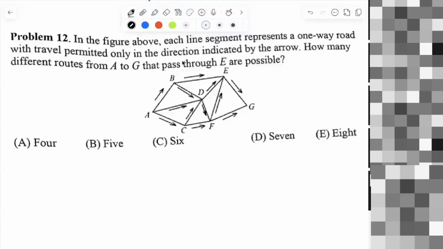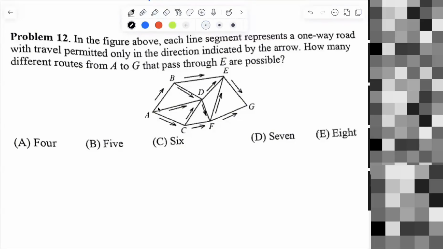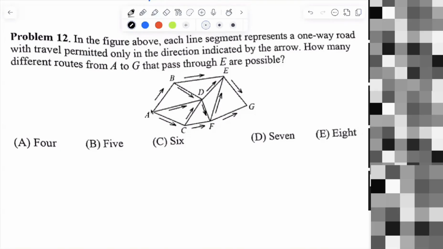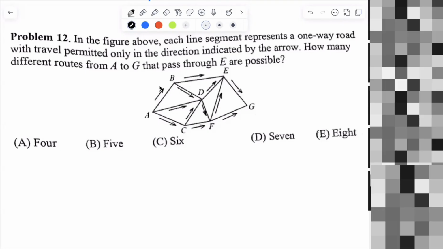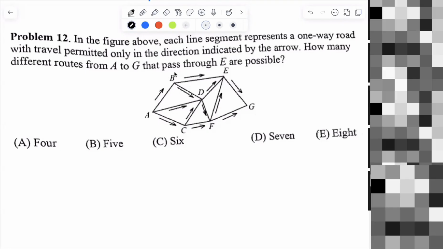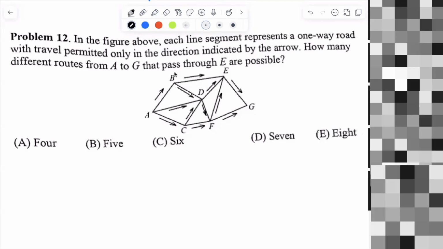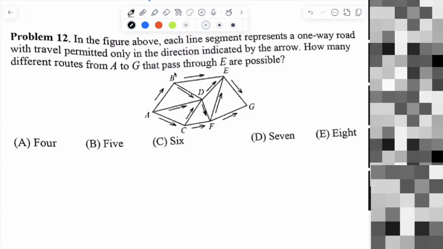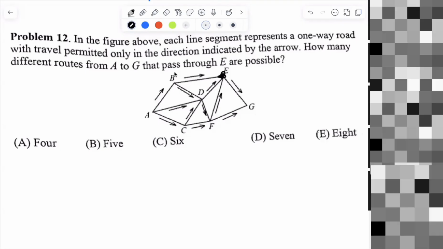Alrighty then, let's get started with this question. Okay, so notice that how many different routes from A to G pass through E are possible. We noticed that we want this to be part of the path.